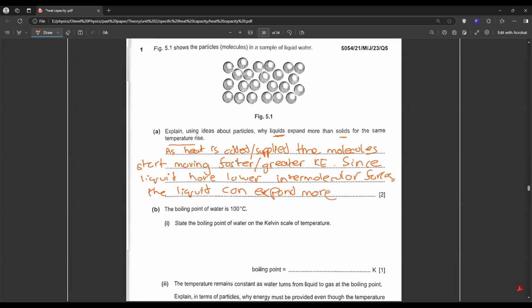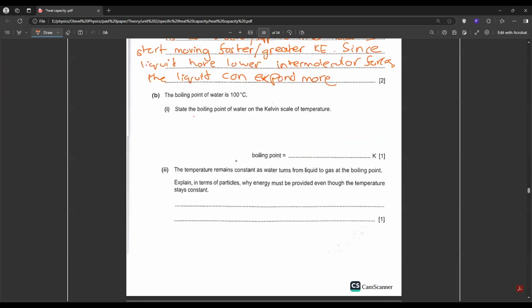The boiling point of water is 100 degrees centigrade. State the boiling point of water in Kelvin scale. So 100 plus 273 equals 373 Kelvin. Simple as that. The temperature remains constant as water turns from liquid to gas at the boiling point. Explain in terms of particles why energy must be provided even though the temperature stays constant.